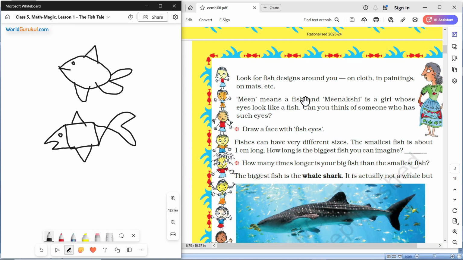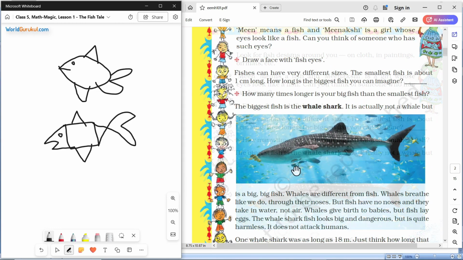Meen means fish. Meena, Meenakshi means a girl whose eyes look like a fish. Akshi means eyes. We have different types of fishes: freshwater fish, saltwater fish. Freshwater fish we find in rivers, lakes, and ponds. Right? They vary in size from small to big. In the ocean also, we have the smallest to the biggest fish.